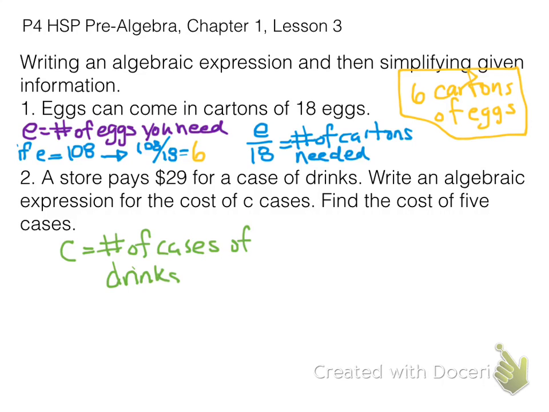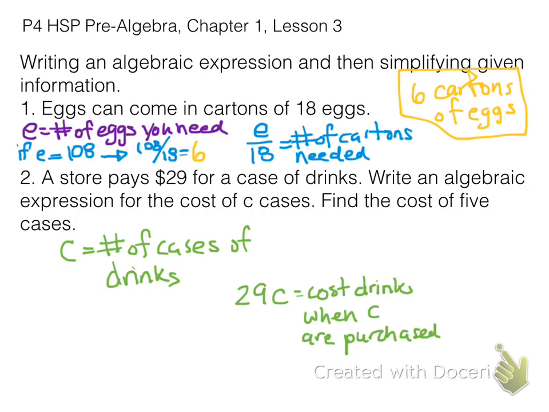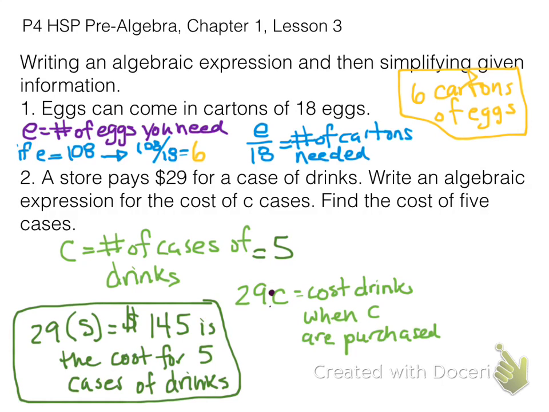So what they basically end up doing is multiplying, because that's what this means right here. When you've got a number right next to a letter, it means multiplication. And that's what that little dot means, that little purple dot there. So 29 times C is the cost of the cases when you purchase C cases. All right? So then if we bought 5 cases, because that's what the situation tells us, it's going to be 29 times 5, which is going to be $145 for the 5 cases of drinks.